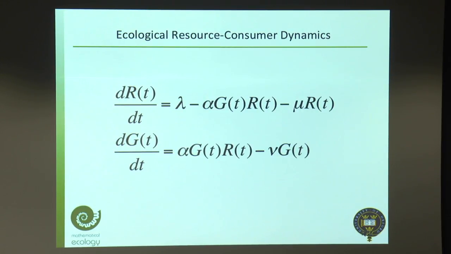So I have resources changing through time. The change in resource through time is on the left. And then I've got some biology that describes that dynamic. So lambda is going to be some input rate of resources into the system. And then I have some consumption by the moths, which I've usefully called G, and they're consuming this resource at rate alpha. And the other thing that will happen is that if the resource doesn't get eaten, it will just decay away.